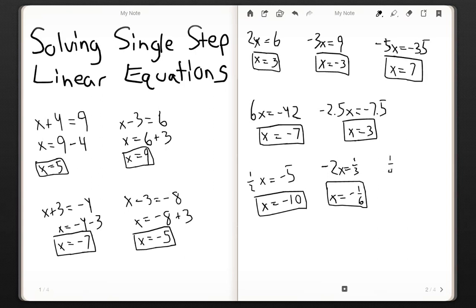And finally, 1/4 x equals negative 1/8. So we're going to multiply both sides by 4 to get rid of 1/4. And x equals negative 1/8 times 4, which is negative 4/8, which simplifies to negative 1/2.